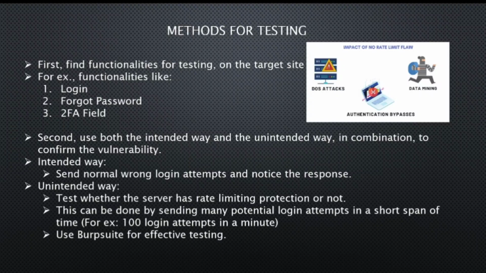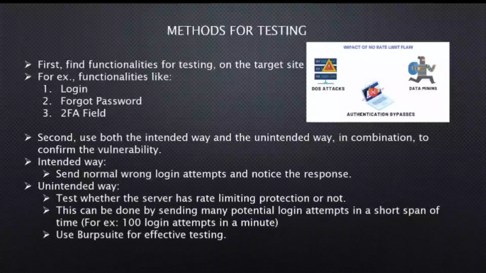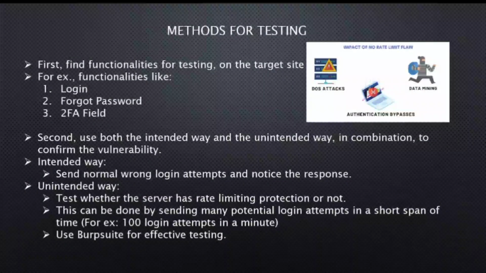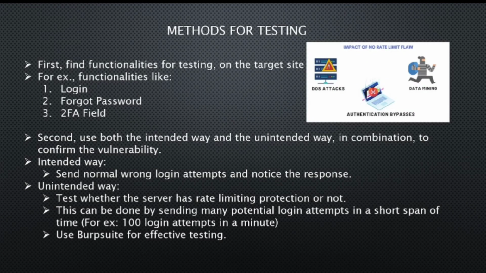For example, in the two-factor authentication case, you can just use the Intruder tool, and in the payload section, upload potential two-factor authentication codes, and there is a setting for specifying how many requests you want, or based on the payload, the requests can be automatically set. So if you do that and send it, and you are not being rate limited, or not being stopped at all, you are not receiving any error codes, then it means that the no rate limiting vulnerability is present.